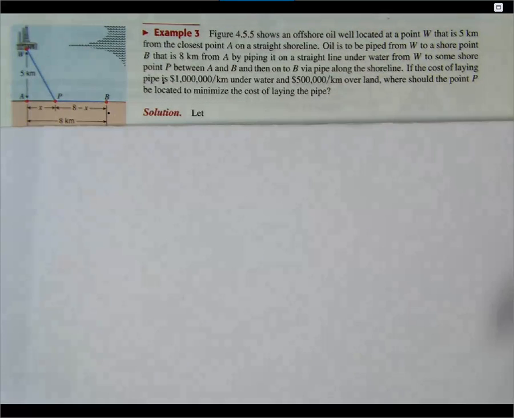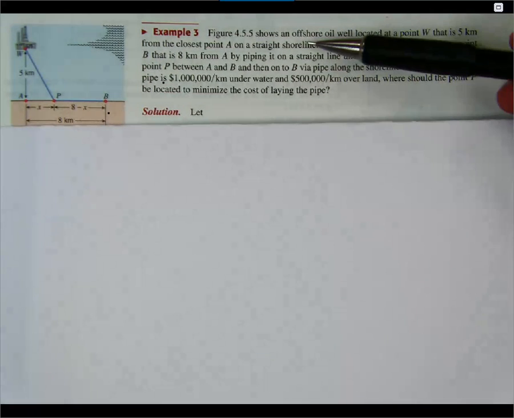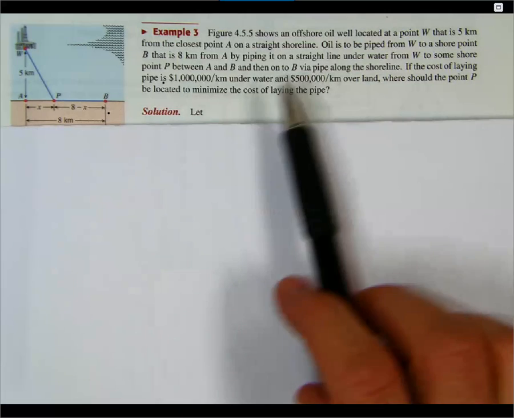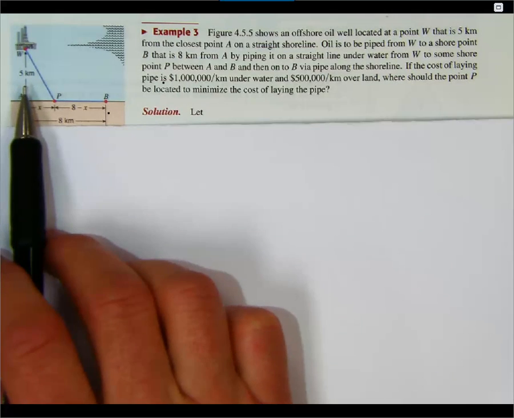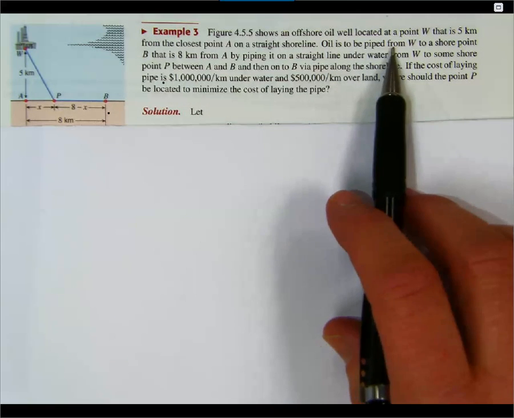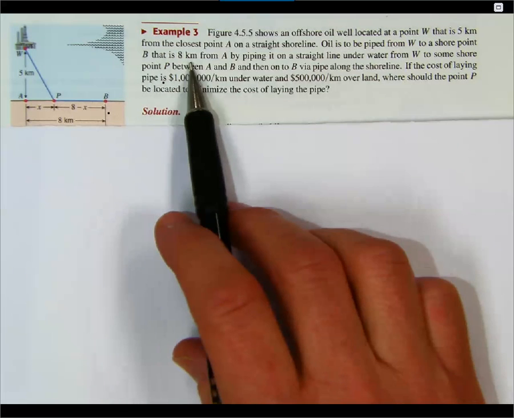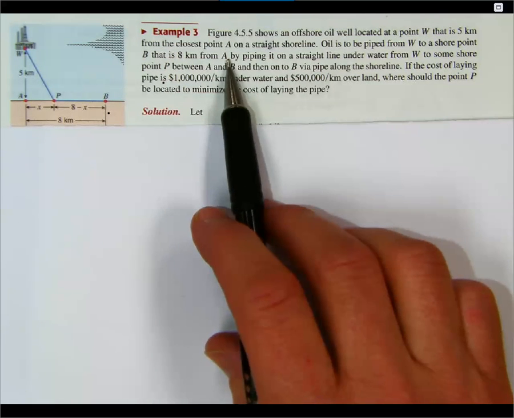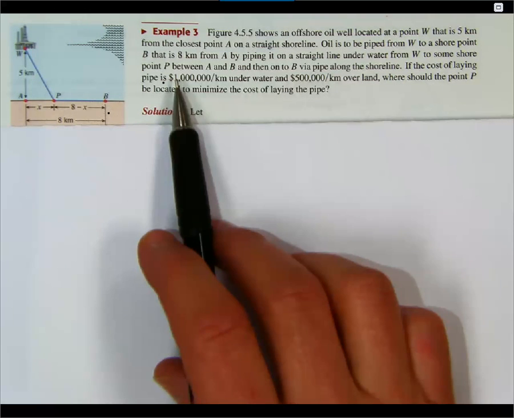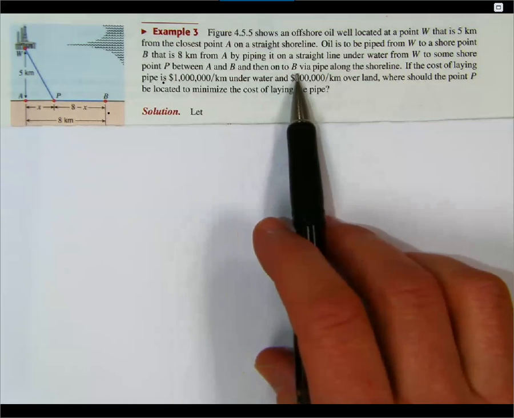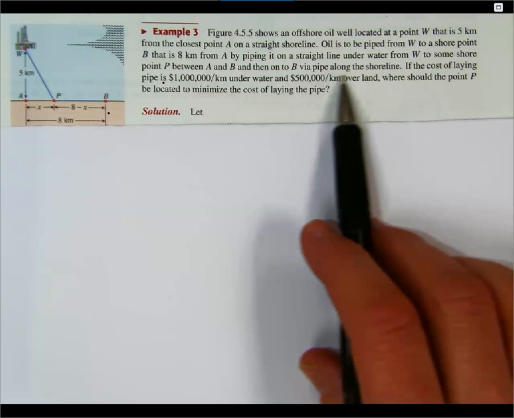There we go. So it says figure 4.5.5 off to the left here shows an offshore well. It's an oil well located at a point W that is 5 kilometers from the closest point A on a straight shoreline. So that's 5 kilometers over here. Next, it says oil is to be piped from W to a shore point B that is 8 kilometers from A by piping it on a straight line underwater from W to some shore point P between A and B, and then on to B via pipe along the shoreline.